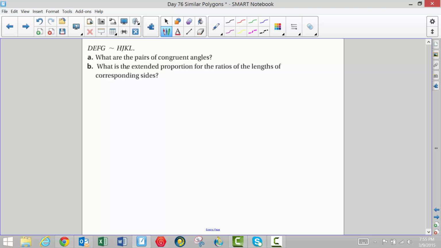So let's try this. I have a quadrilateral and a quadrilateral that are similar. What are the pairs of congruent angles? Well, part A is easy. Use your statement. D is the same as H. I have E is the same as J. I have F the same as K. And I have G the same as L. So those are all my corresponding angles.